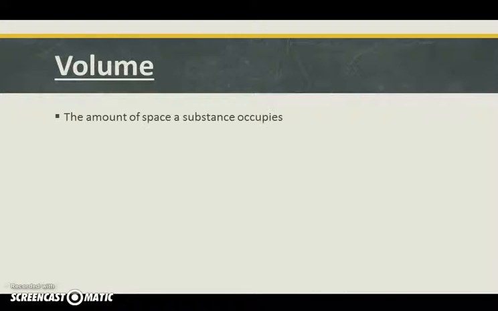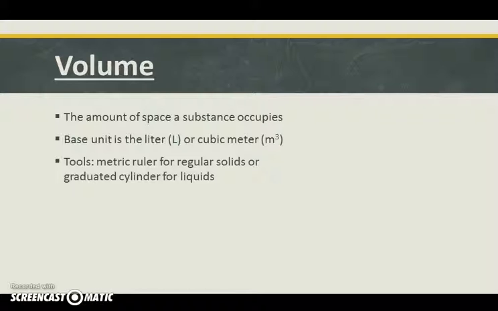Another type of measurement is volume, and that's the amount of space a substance occupies. And the base unit for that is liters, so like a liter Coke, or the cubic meter, and that's for a solid object, so meters to the third power. We can use a metric ruler if we're using a solid that's actually a regular solid, so a square or a rectangle, something that can be measured.